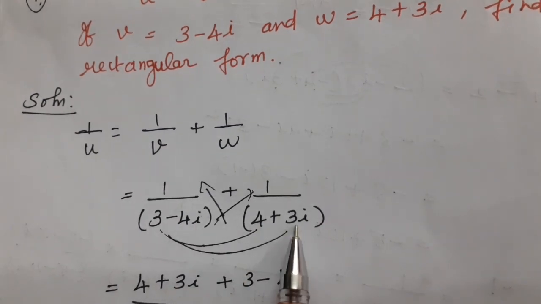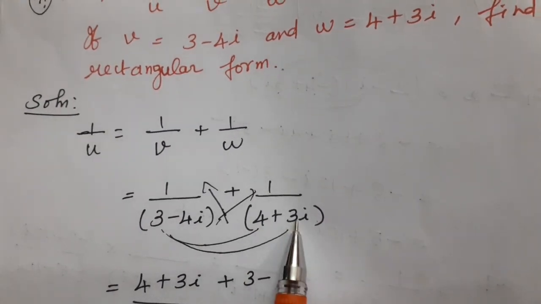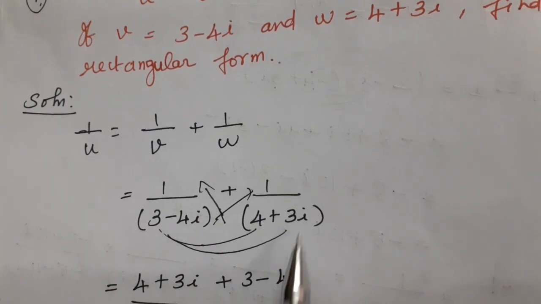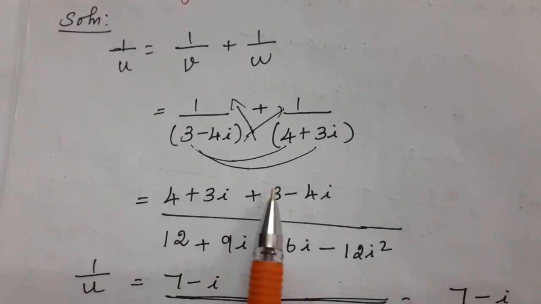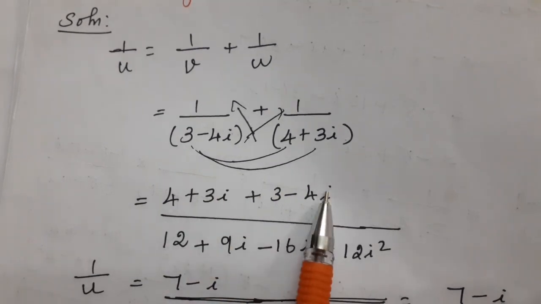Minus 4i into plus 3: 4 threes are minus 12. i into i is nothing but i square. Remember this one. So we add the real number with the real number, and the complex number with the complex number.